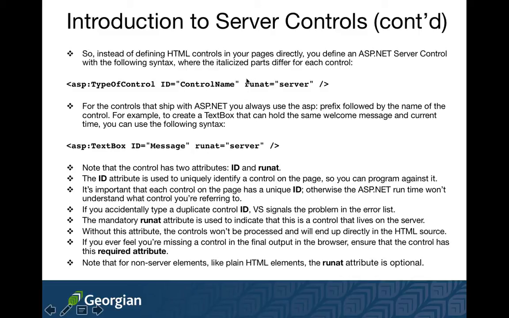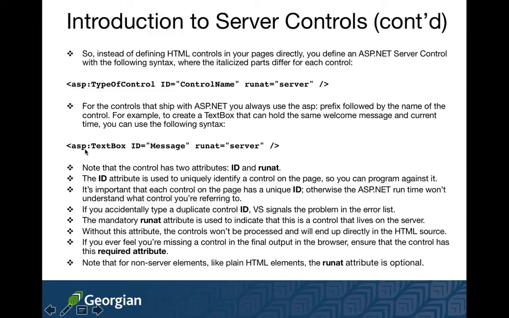And then this piece, which is very important, shows you where it's running: run at server, right? If you don't see these pieces, then your control is not complete. So this is a standard control set that we see. Here's an example of a control that we use a lot, the text box.